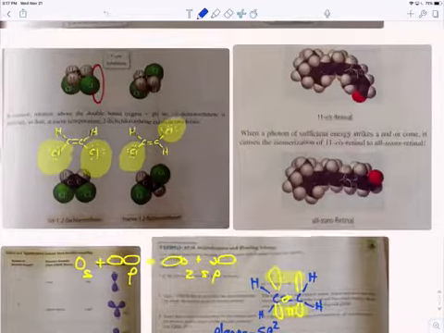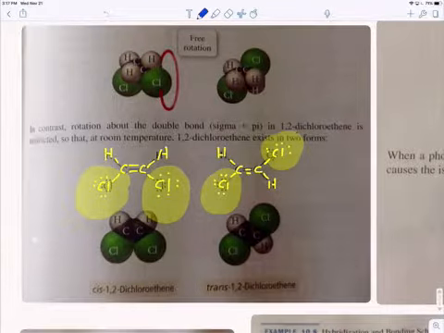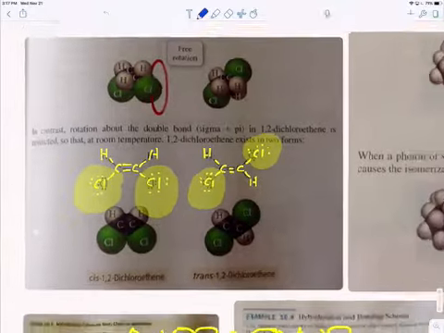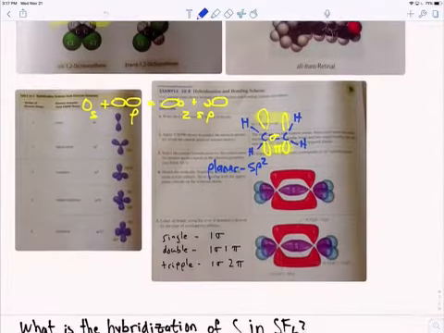So, are you still stuck on the free rotation? Sigma bonds have free rotation, pi bonds do not. Okay.